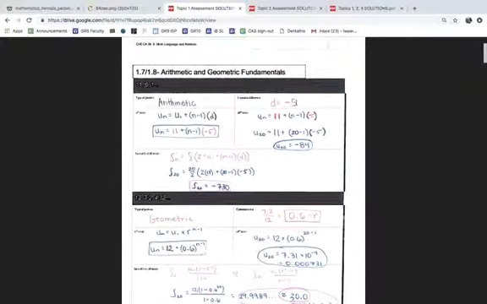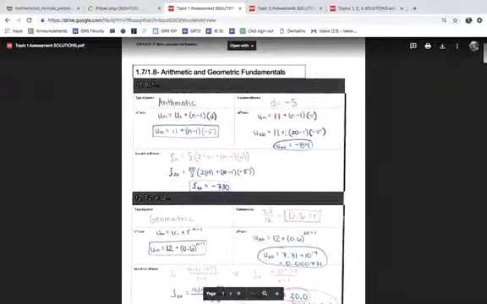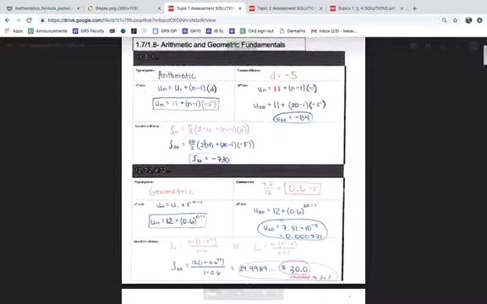Some fun facts for you. If you wrote down the wrong common difference and used that here and here, you would get full credit on this box and this box, even though you get a different answer than what I have here. And the same thing here.